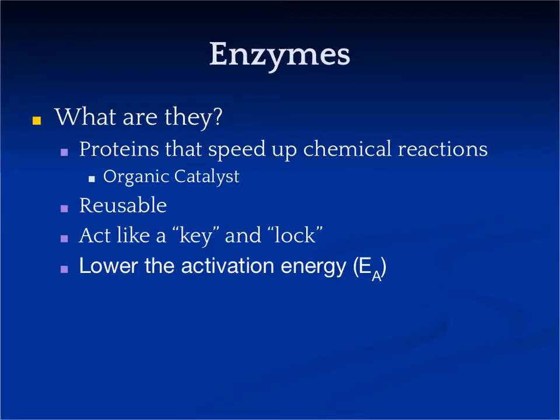An enzyme is a protein, that's important. Enzymes are made of proteins, and their job is to speed up chemical reactions. They are known as organic catalysts. So they speed up reactions like a catalyst, but they're organic because they're made of protein. Enzymes are also reusable, so once they've facilitated one reaction, they can move on to the next. And they kind of act like a lock and a key. They make reactions happen. Part of that is that they lower the activation energy needed to get a reaction started.